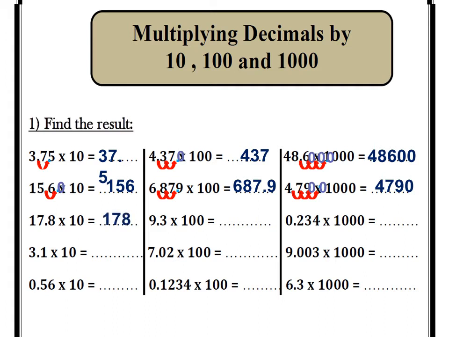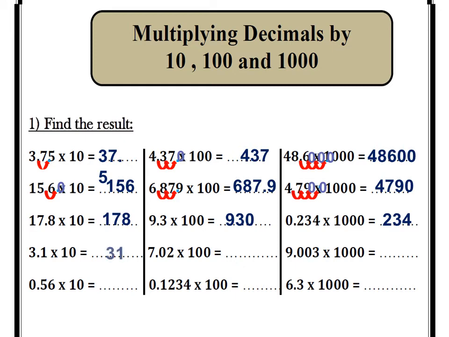17.8 times 10, my decimal point moved one step, so it's going to be 178. 9.3 times 100, it's going to move 2 steps. There's going to be an empty space, so I have to add the 0. 0.234 times 1,000, 3 steps, 1, 2, 3. So it's going to stop at the end of 4, so my answer is going to be 234.